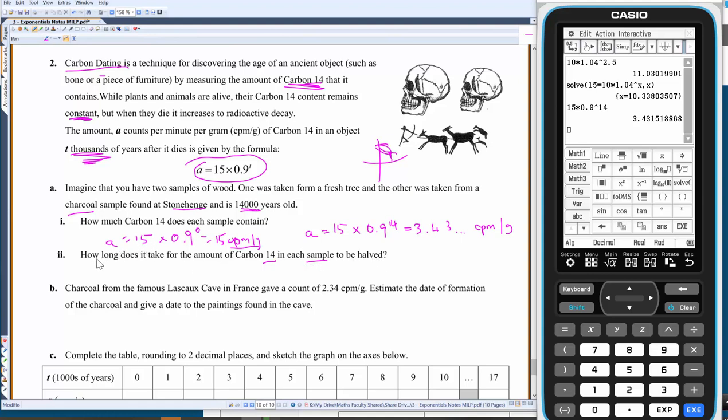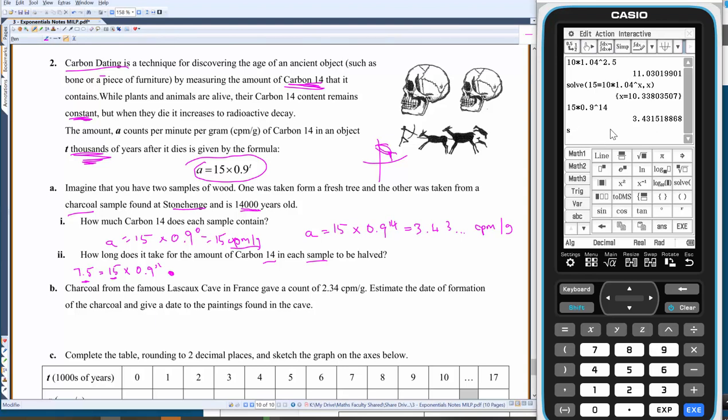How long does it take for the amount of carbon-14 in each sample to be halved? For the first one, what we're going to do is say that the amount of carbon is equal to 7.5, so 7.5 equals 15 times 0.9 to the power of x. When we solve for x, that will tell us how long before the 15 of carbon ends up at 7.5.